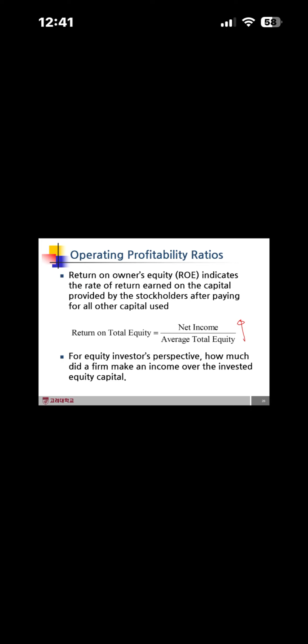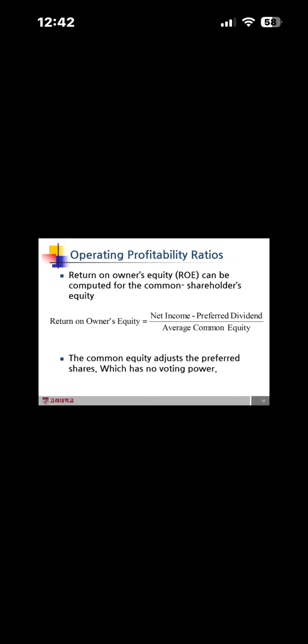So for stockholders, from an equity investor's perspective, how much income did a firm make over your invested equity capital? Okay. This is the same as ROE, return on equity, but there are some variations to calculate this ratio. In general, we just measure ROE as net income divided by its total equity.